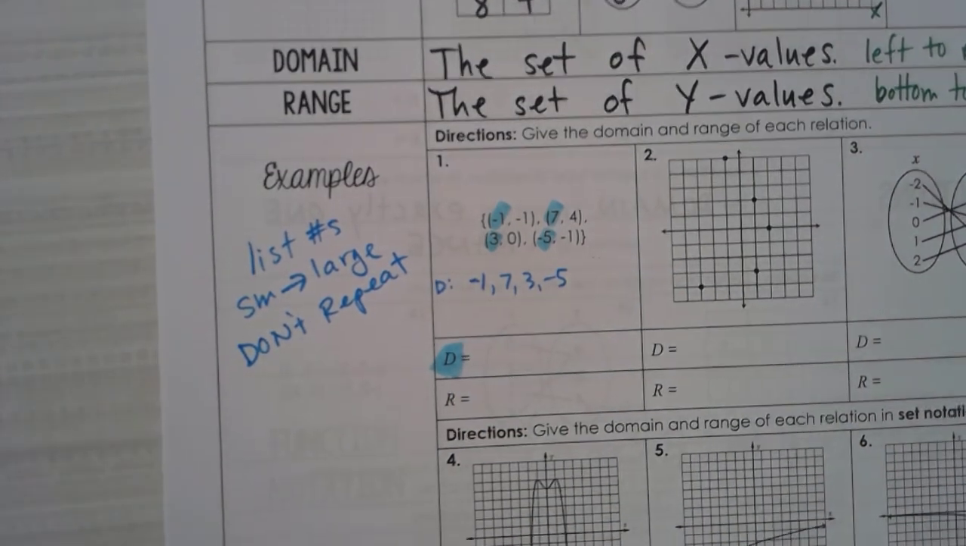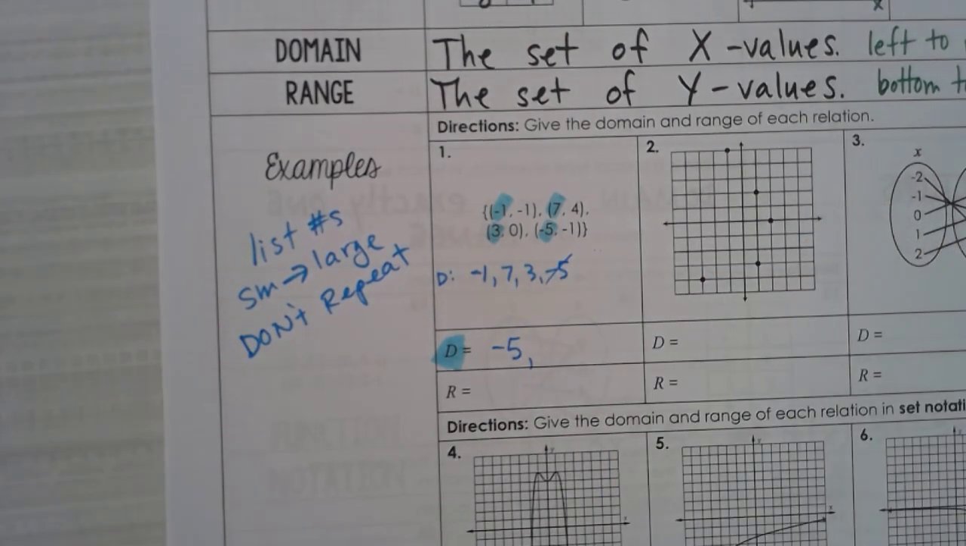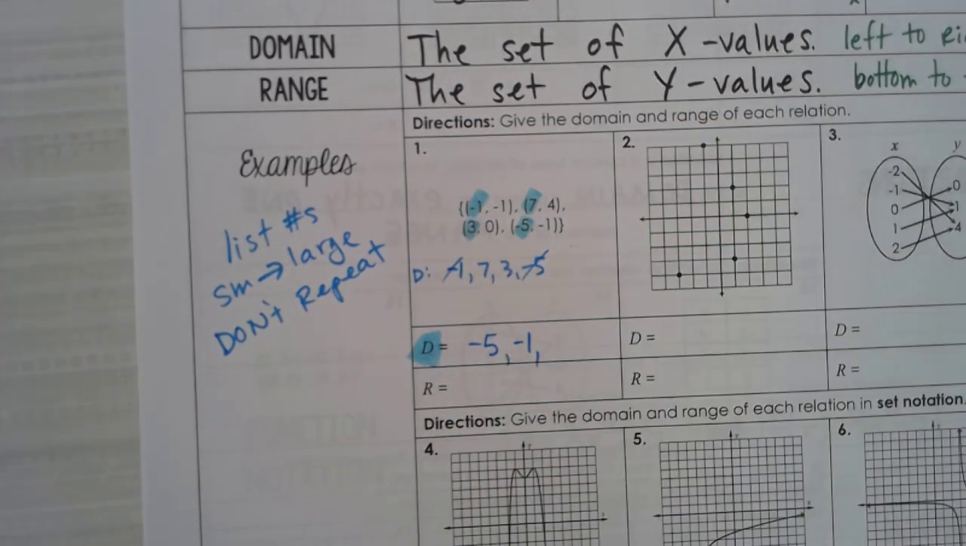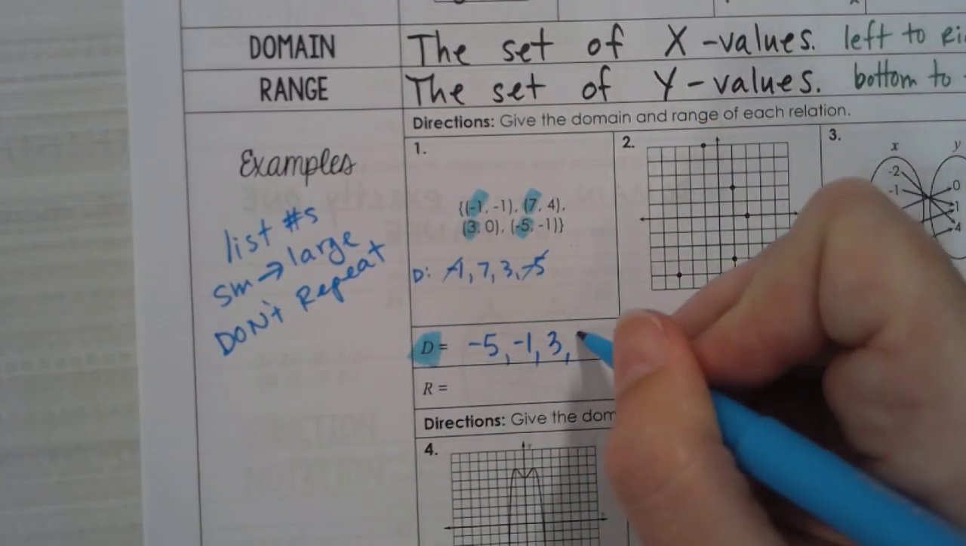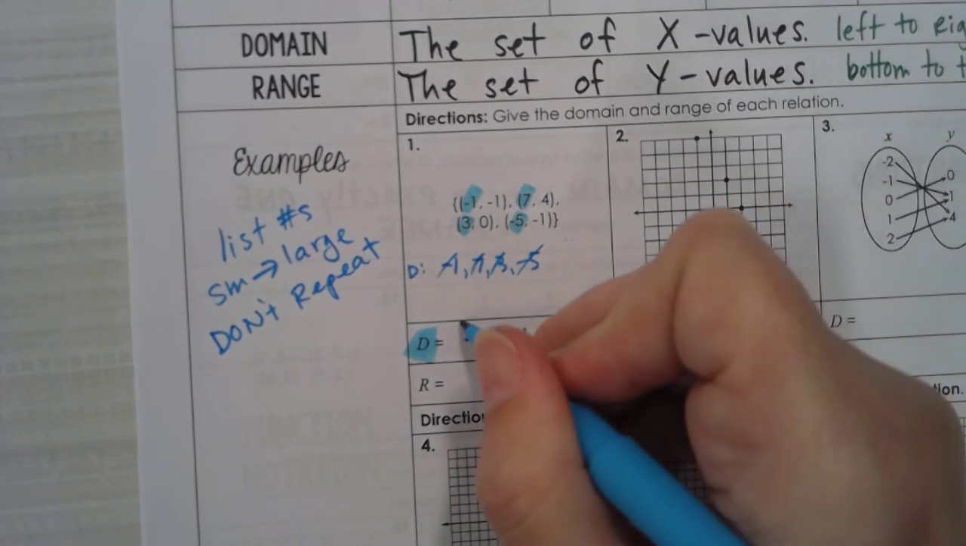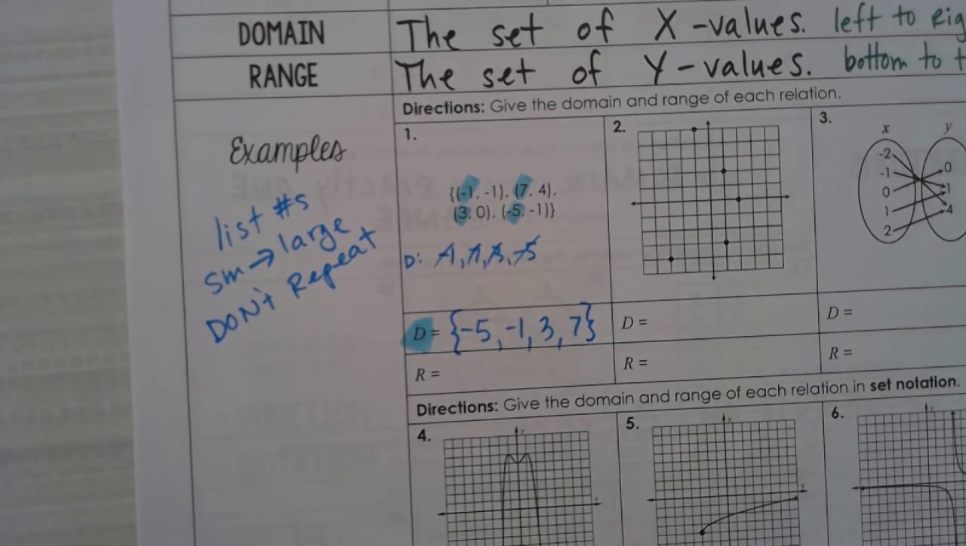So which one is going to be the smallest? -5. So maybe cross that one out, like I already wrote that one. Then the next number would be -1, cross that one out, and then 3 and then 7. And then you put these little squiggly things around it, which has some sort of technical term, but I don't know what they are. A brace, maybe? No, I don't know what it's called. Okay, little to big. Yeah?